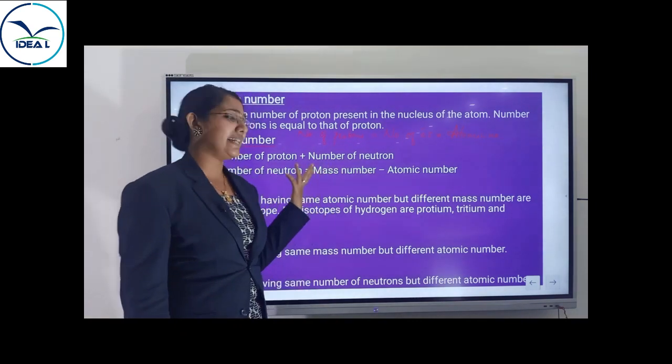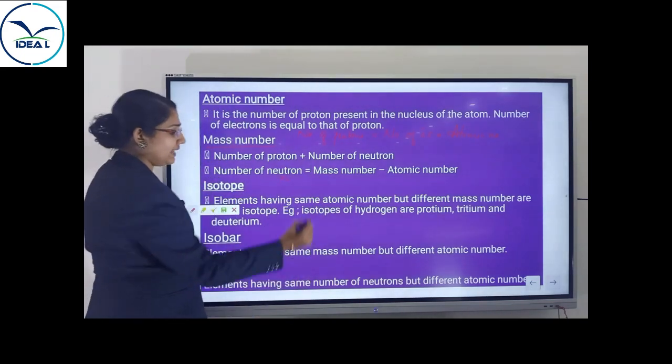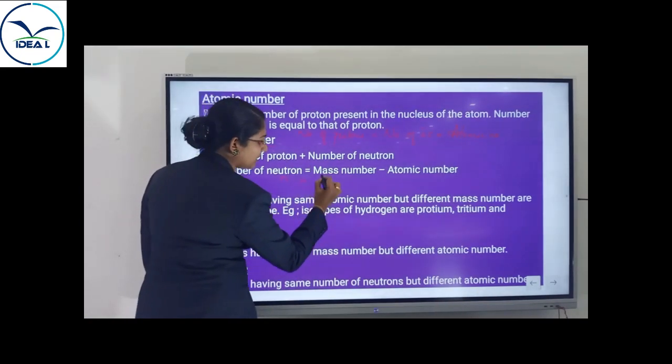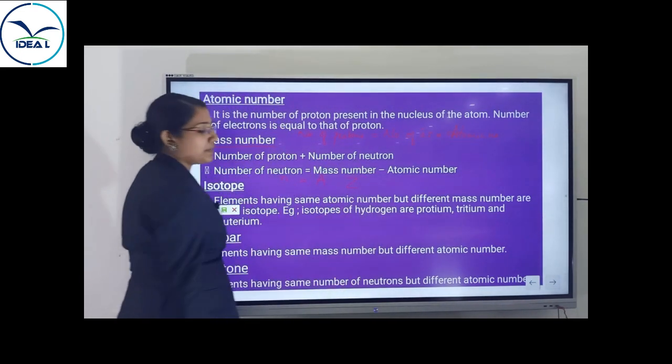These are some simple examples. Number of neutrons is notated by small letter n, mass number is designated by capital letter A, and atomic number is designated by capital Z.